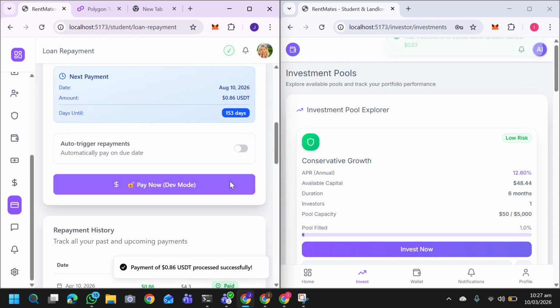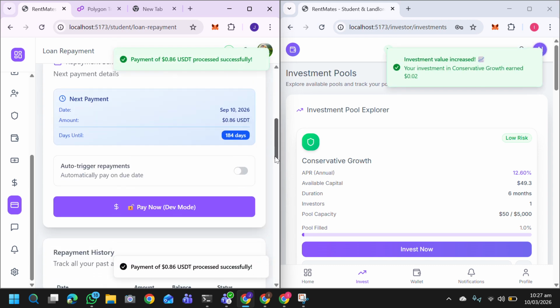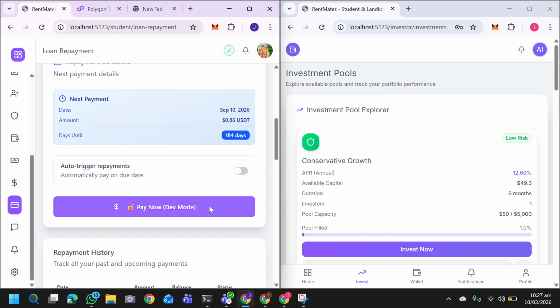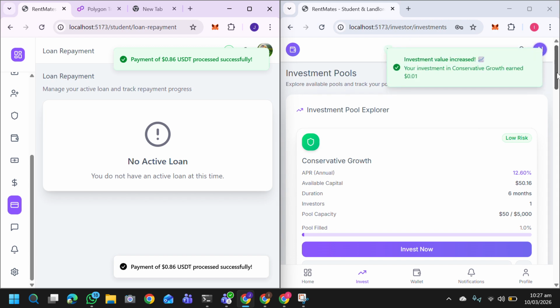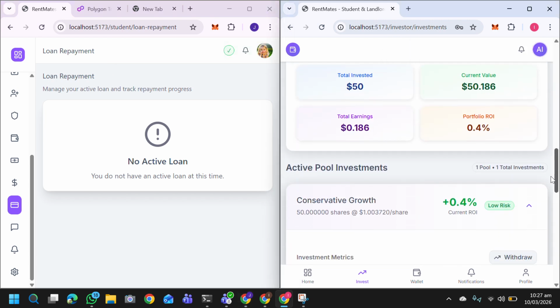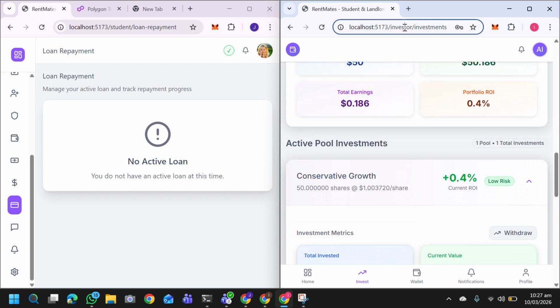So this functionality of paying again only exists in development mode. Otherwise, we can only pay 20 days before each due date. So we've repaid fully. Have we obtained the amount that was promised? Let me just update here.